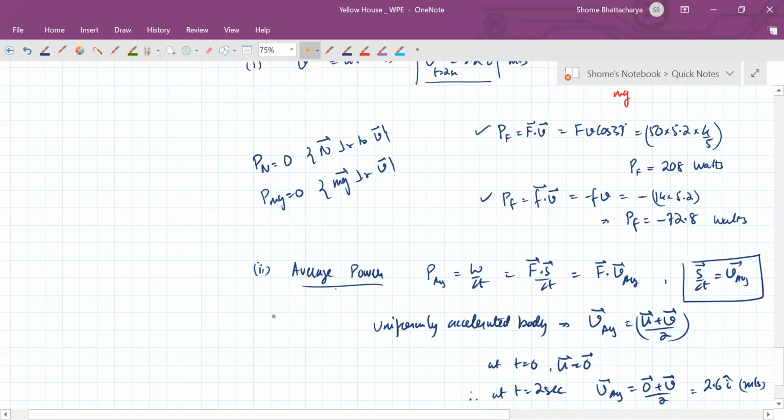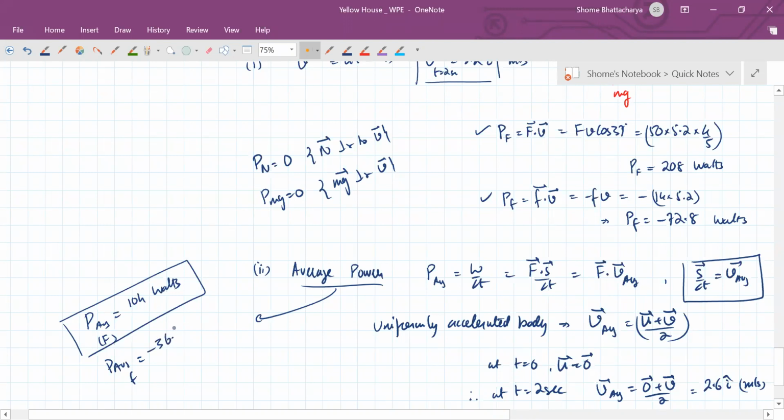So I can see that the average power by force F will be just what the instantaneous power was. Okay. The average power by friction will be half of what the initial value was. So that is, so I can use this trick from kinematics.